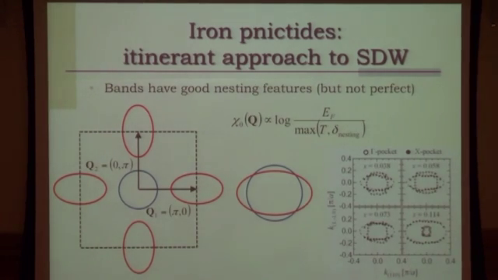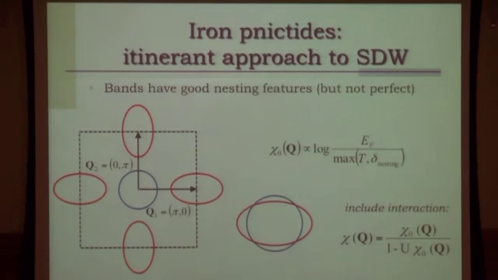Now, this is not perfect nesting in the sense that if I take this band and displace by (pi, 0), it doesn't go exactly on top of the other band. It's different than the case that I drew on the board here, where if I displace by pi, it goes exactly on top of it. Okay? So that log that I told you, it's actually going to be cut off. So weak coupling is really not the right word, because you need some interaction threshold to find magnetism. But what you find is that there are some nesting features observed experimentally. And then if you include some small interaction, you're going to cause instabilities.